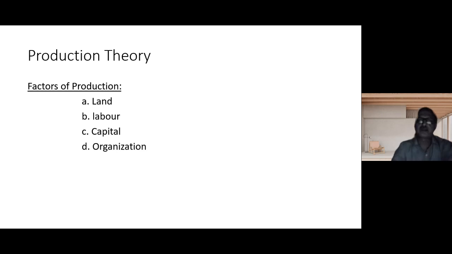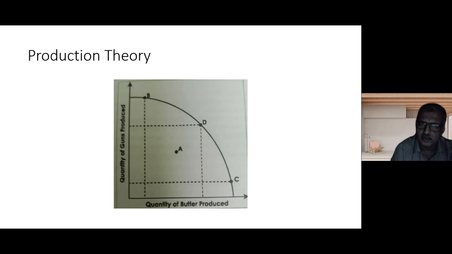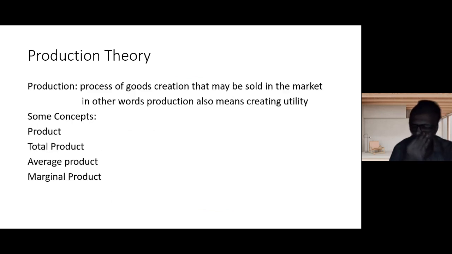So what are factors of production? Typically, there are four factors of production: land, labor, capital, and organization. So for creating any good, right, for producing any type of services or good, you require all these four factors. Without any of these factors, you cannot produce any product, any good, or any services. Now let's go back to our understanding of three types of product: total product, average product, and marginal product.